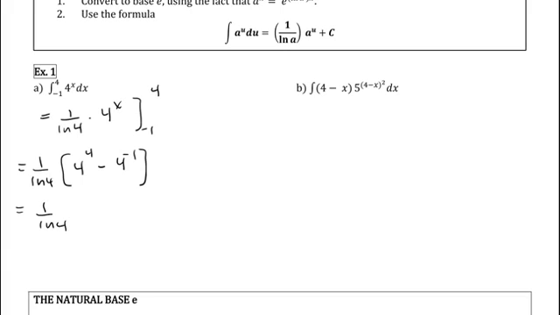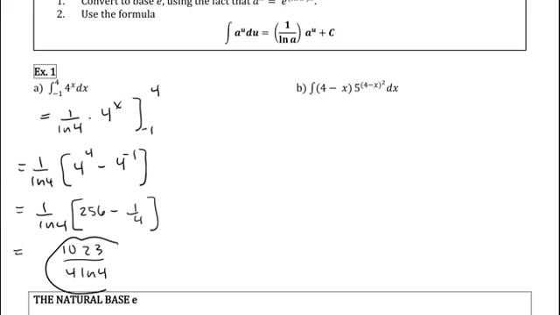I have 1 over natural log of 4. 4 to the 4th. A quick way to do this, if you don't know 4 to the 4th, it's 4 squared times 4 squared. So 16 times 16. I don't know if that's any easier. That's 256 minus 1/4. If you get common denominators, it's going to turn into 1023 over 4, and then we have the other ln 4. Okay, we're already done with number 1. So again, the rule, copy this over, divide by natural log of 4.